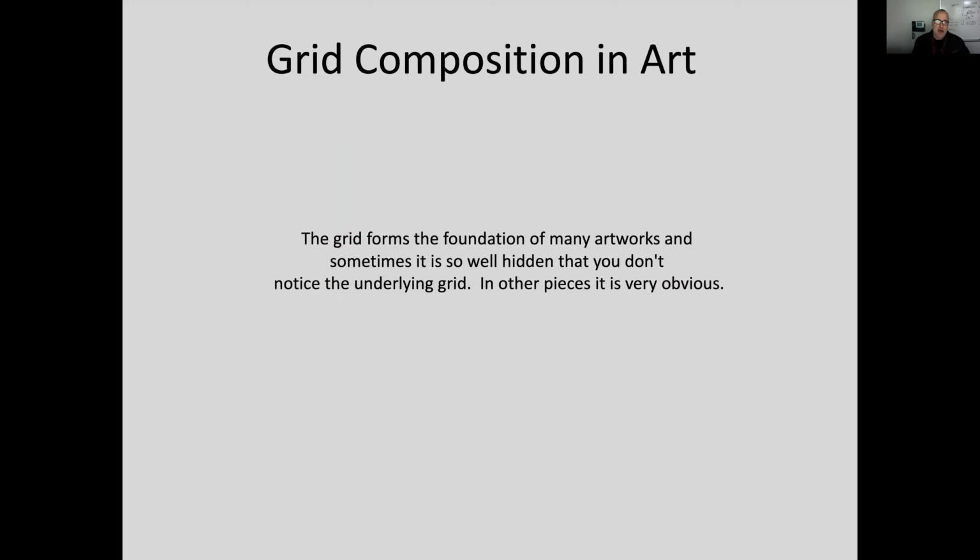So grid composition in art. The grid forms the foundation of a lot of artwork. Sometimes it's so well hidden that you don't notice the grid. In other pieces, it's very obvious. So this goes back to our first assignment, the anatomy of a painting. Those harmonic decompositions that we did in that assignment are essentially grids that artists laid things out on. And that's the modern way to lay things out on your picture plane as well. You can plan things out according to a grid. It'll give you a lot of organization in your designs.